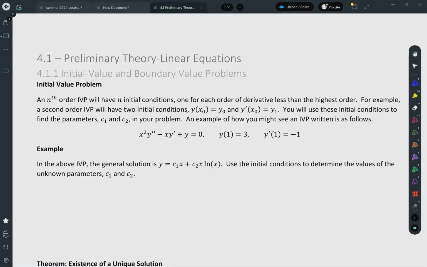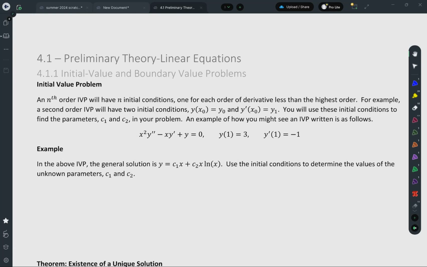Hello. Today we're going to work on some of the preliminary theory for linear equations that are of higher order than 1. So up until now, we've been learning theory and techniques for working with first order differential equations. In chapter 4, we go into working with higher order, so second order, third order, and so on. And we need to cover some of the theory beforehand.